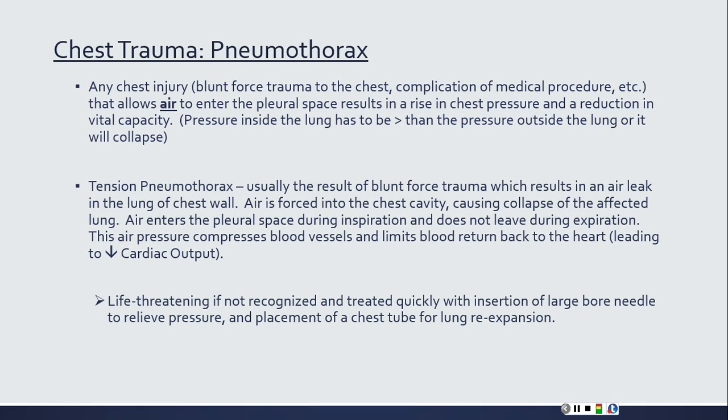So when air is forced in the chest cavity, it causes the collapse of the affected lung, and then air enters the pleural space during inspiration, and then it does not leave during expiration. This air pressure compresses the blood vessels and limits blood return. So now we've got not only a breathing issue, but what else do we have? A circulation issue. Because we're putting extra pressure on the vessels that are returning blood back to the heart and into the lung. This air pressure compresses the blood vessels, limits blood return back to the heart, and leads to decreased cardiac output. So now we've got a cardiac issue.